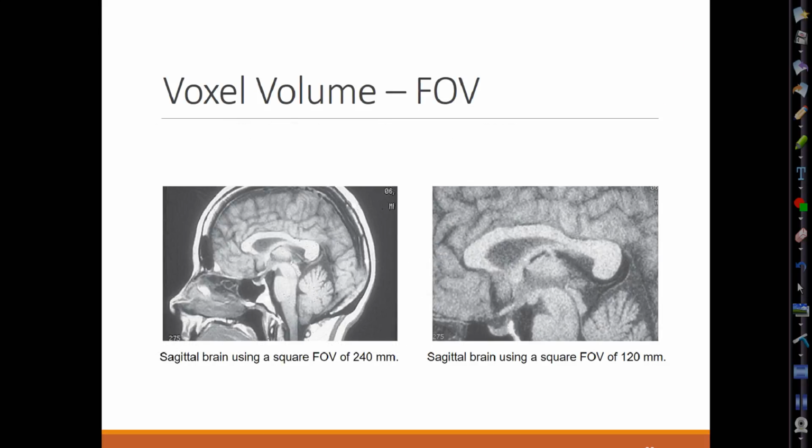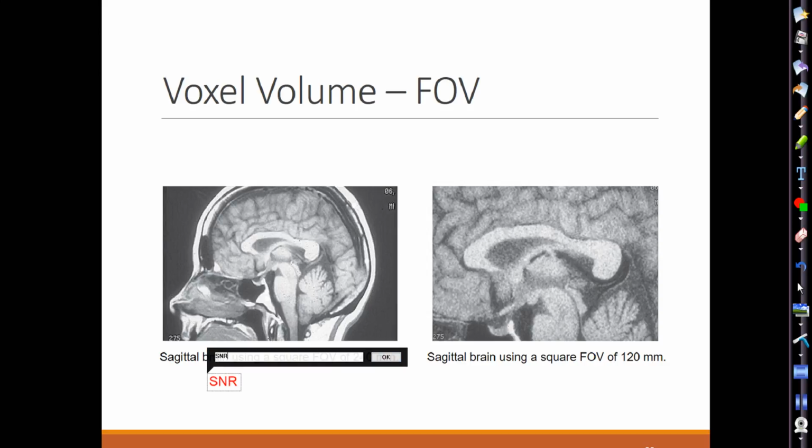Okay. So here's 2 sagittal images of the brain. And you can see one done at 240 and then one done at 120. So if we had to say which one has higher SNR?